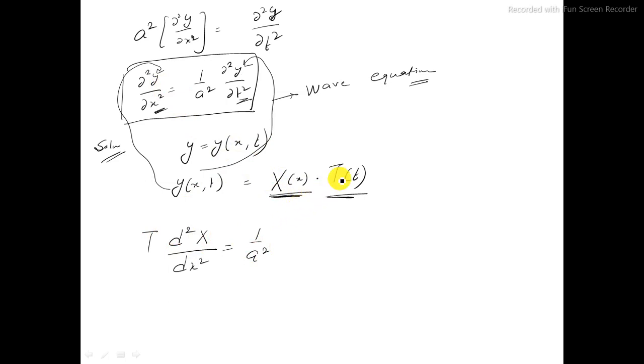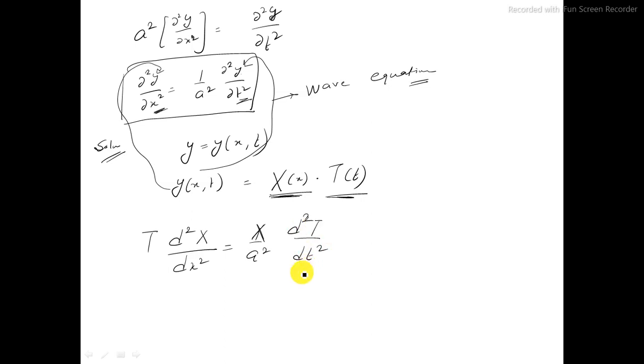Again, here it is a function of t, so it will take t but assume x as a constant, so d²T/dt². So this is what we will get after putting the value y equal to X into T.